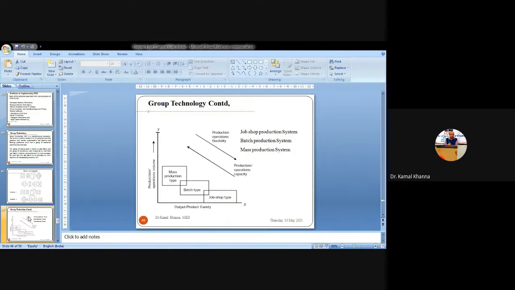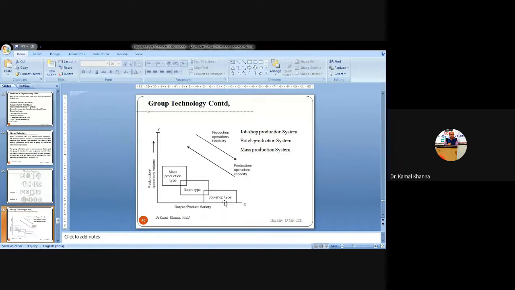You can see that we can do mass production, batch production, as well as job shop production with the help of group technology. As soon as you want more production volume, that is, you require mass volume, then you cannot achieve the product variety. Whereas in the batch type production system, you can achieve product variety as well as production volume. Whereas in the job shop, you are only concentrating on product variety, but you are not achieving any production volume with the help of job shop production systems.